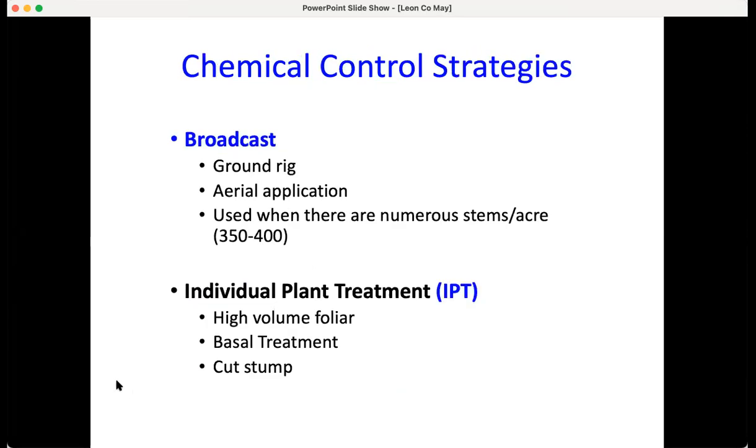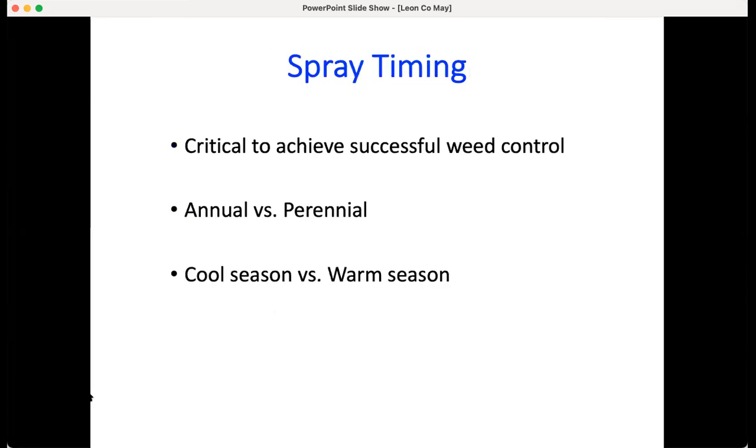So as far as herbicide applications, different methods, broadcast applications are probably much more common, covering large acres or a large number of stems at one time, as opposed to individual plant treatment. Now, individual plant treatment is recommended, especially for some of our brush species. Individual plant treatments are oftentimes going to be much more effective at controlling those species than a broadcast application.